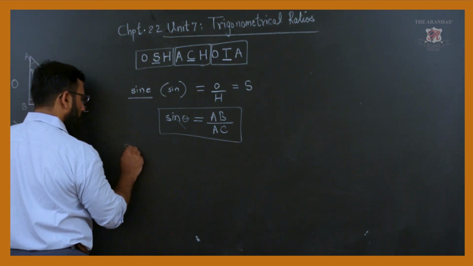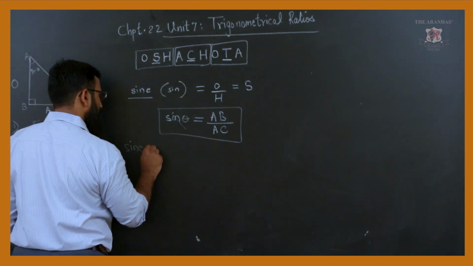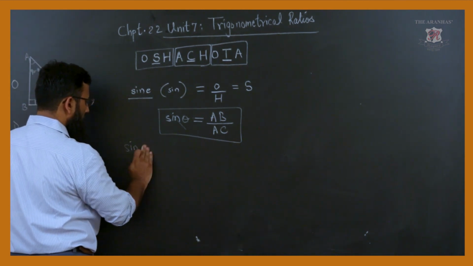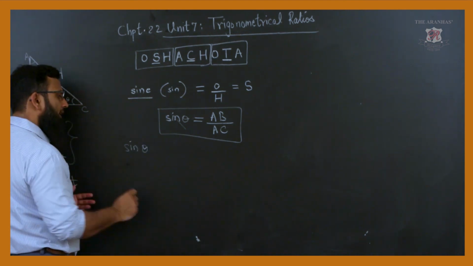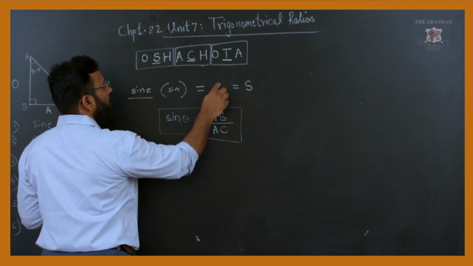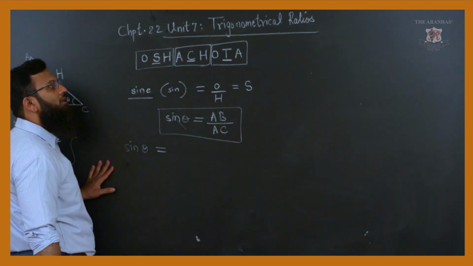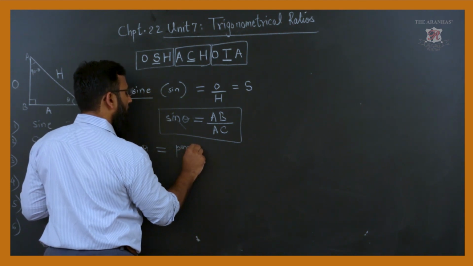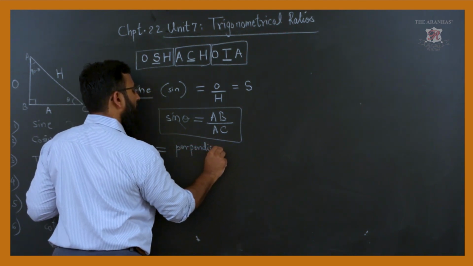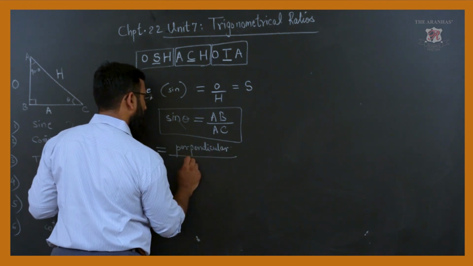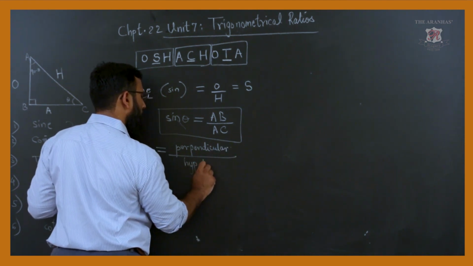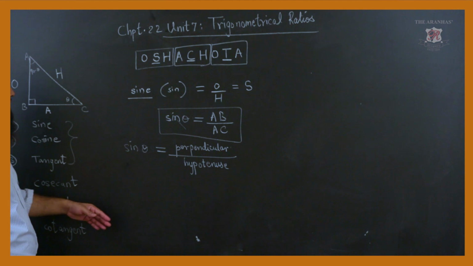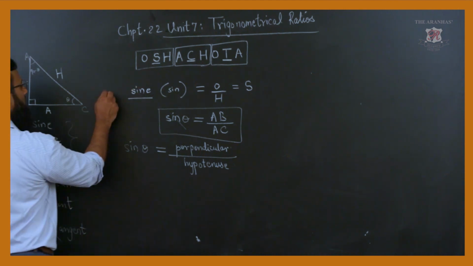How to write in word form? Sine of angle theta. If you write it like this, no problem. Even if you write SIN and theta, then also it is correct, which is equal to. Here we wrote opposite upon hypotenuse, but since we are habituated to call it as perpendicular, you can also write it here as perpendicular upon hypotenuse. So easy to remember, Osha Chota. So this was the first one.